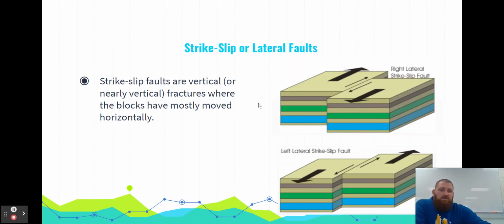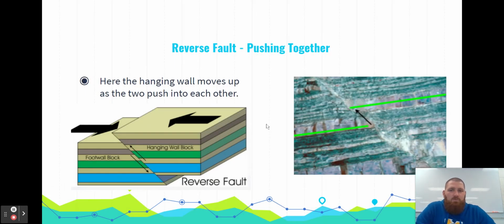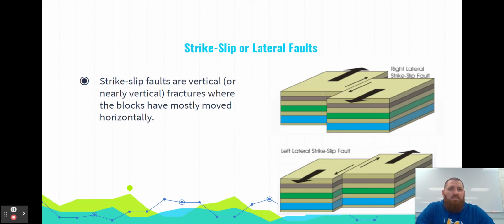Then there are strike-slip faults. Strike-slip faults are vertical or nearly vertical fractures where the blocks have moved horizontally. So these are going to be mostly straight up and down, while these were angled through the block. You see we've got the angle there, versus these being almost perfectly up and down.